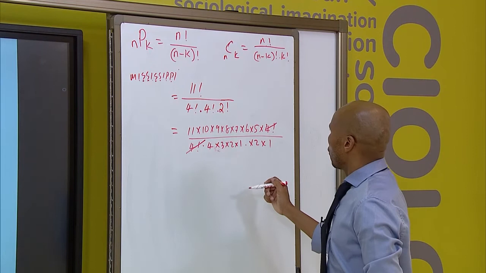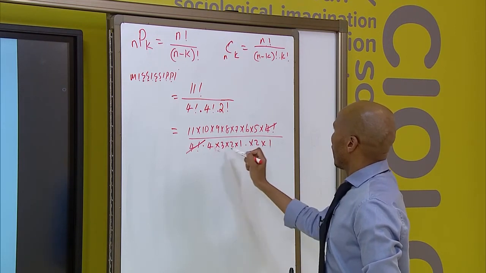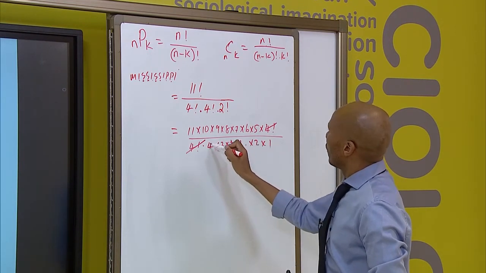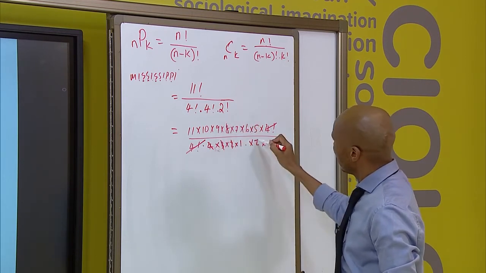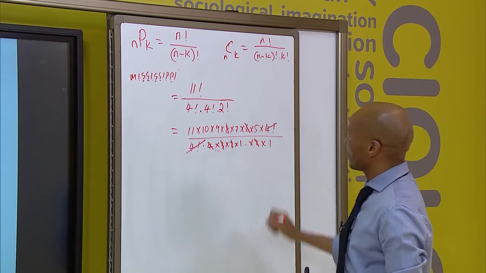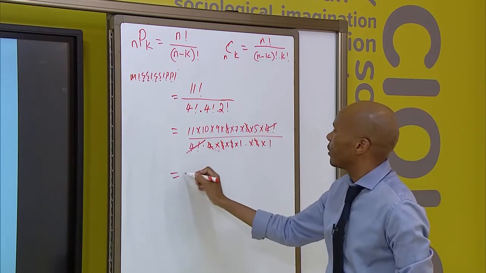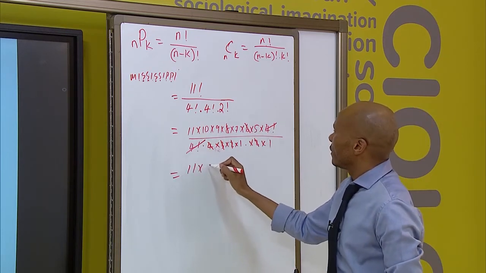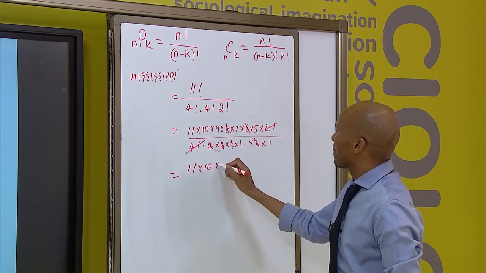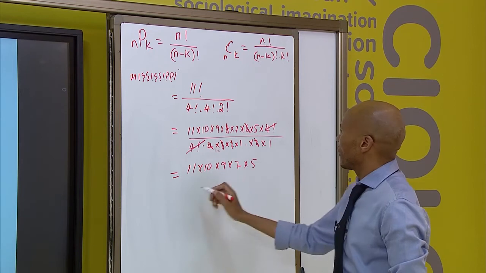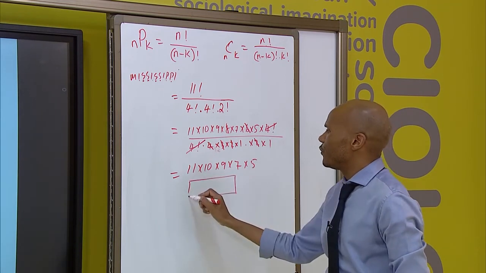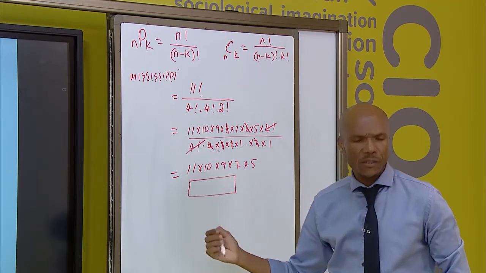But then we have 4 and 2, we make 8, so they're going to cancel out with that. And 3 and 2, they cancel out with that. So we're only left with the numbers on top. So that will be 11 times 10 times 9 times 7 times 5. And I'll leave you to just calculate that and find the answer, okay?